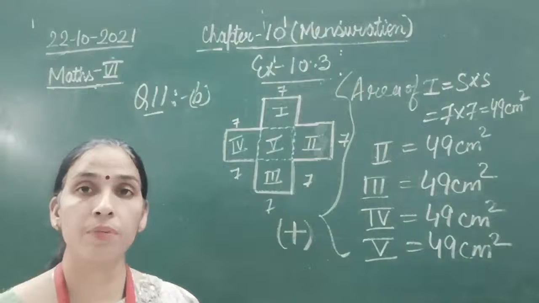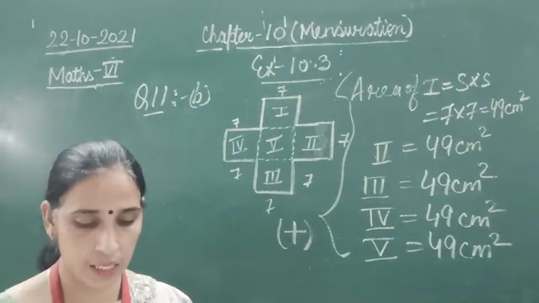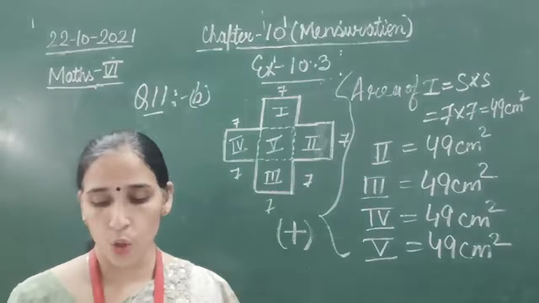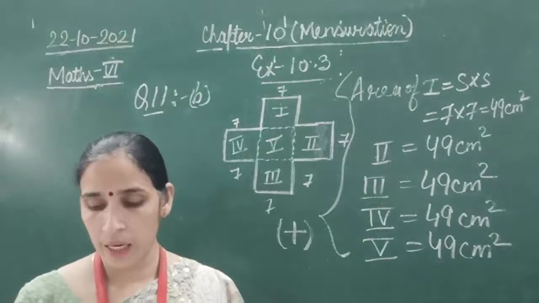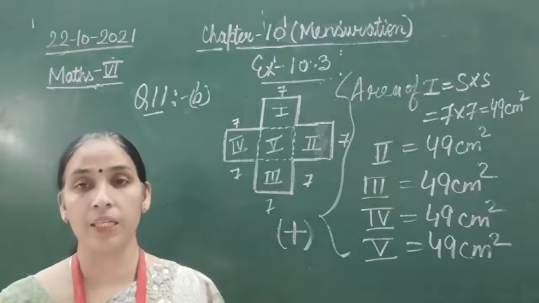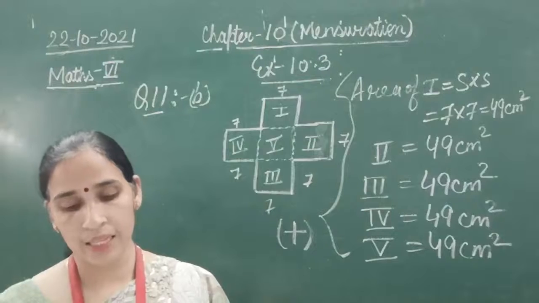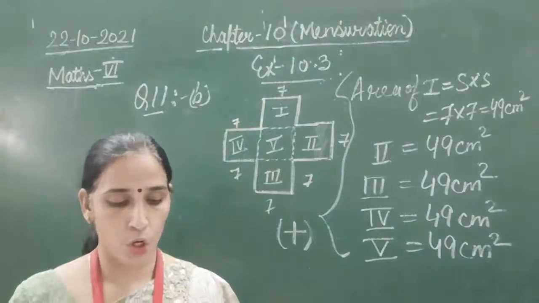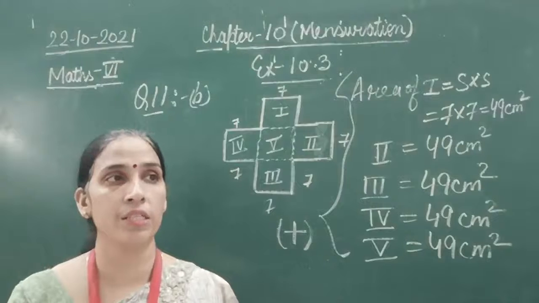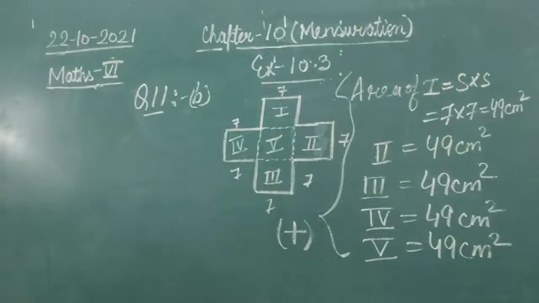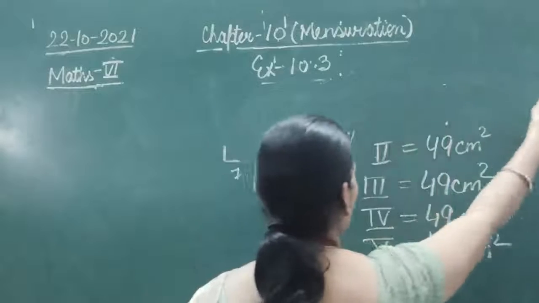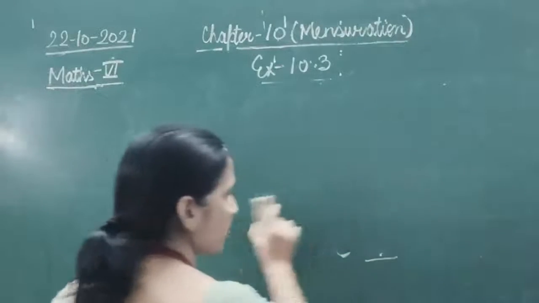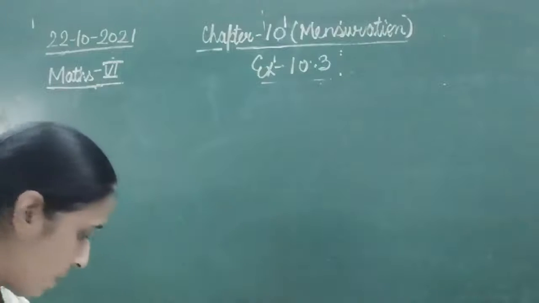Now we'll come to question number 12, which is the last question of this exercise: how many tiles whose length and breadth are 12 centimeter and 5 centimeter respectively will be needed to fit in a rectangular region whose length and breadth are given respectively. So the length and breadth of a rectangular region is given and you have to tell how many tiles are required to cover that particular place.